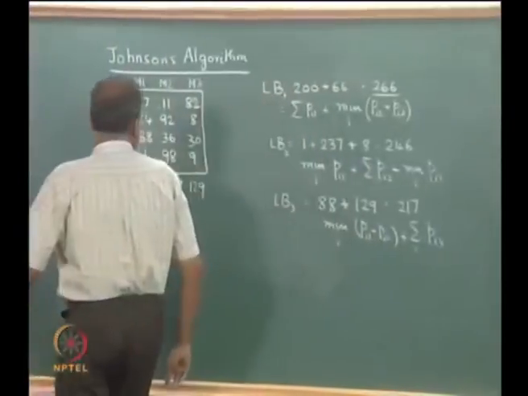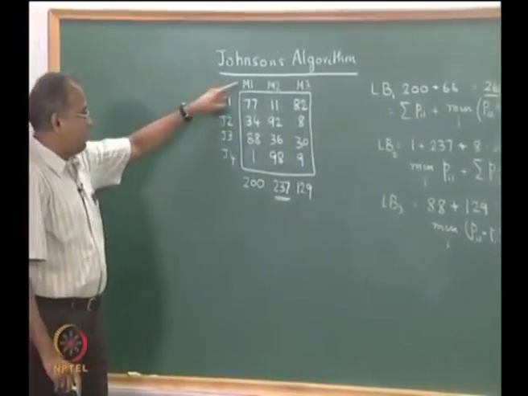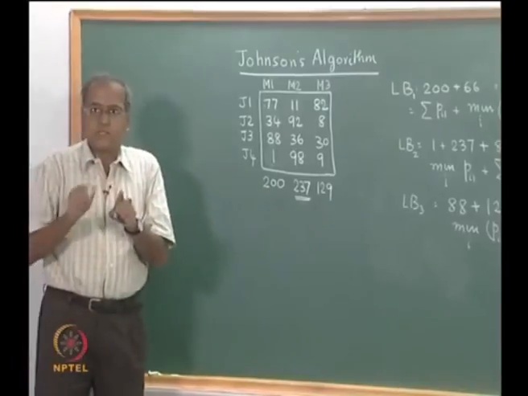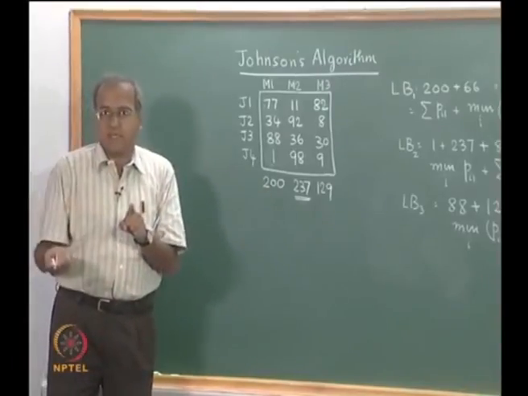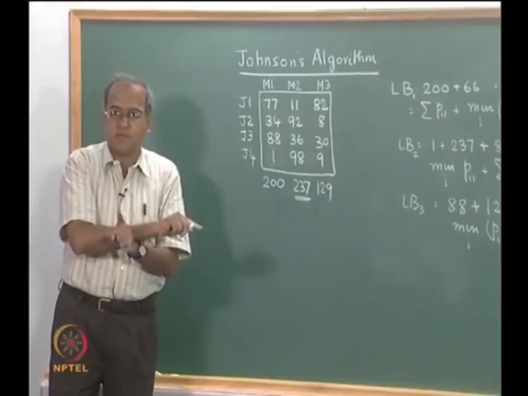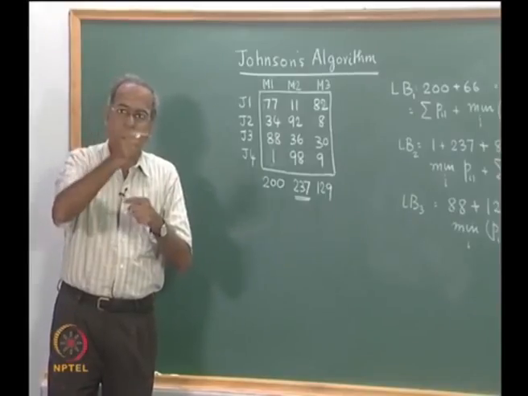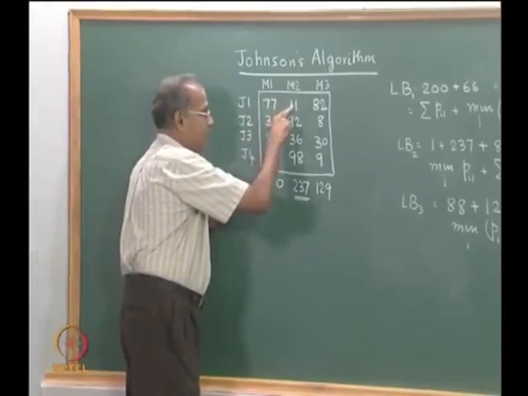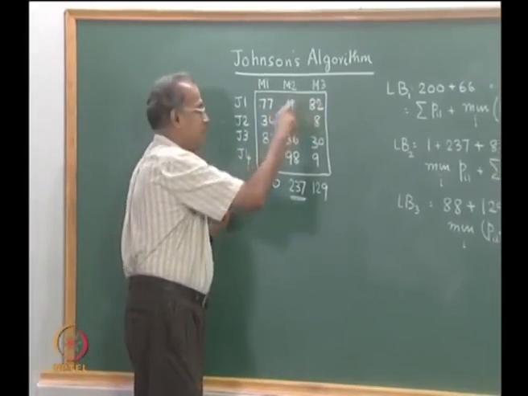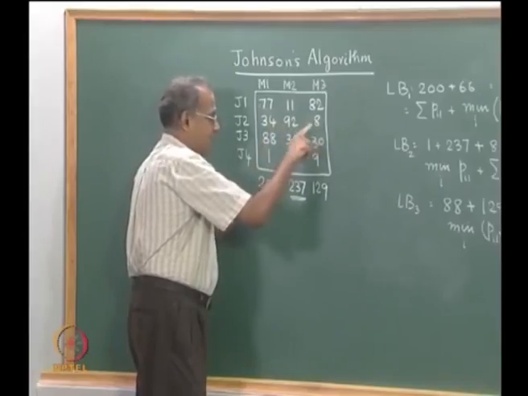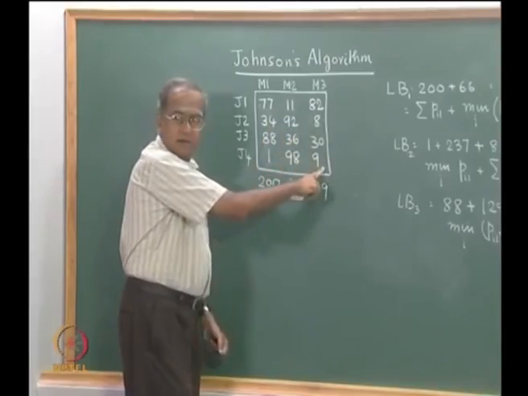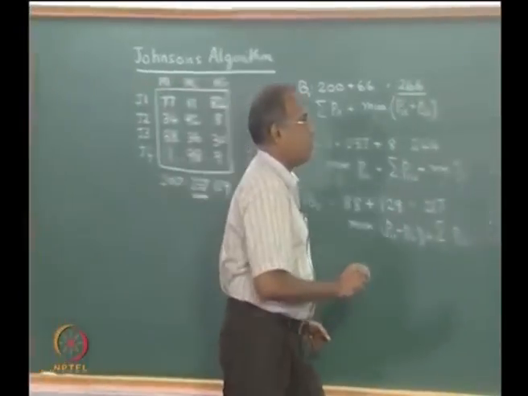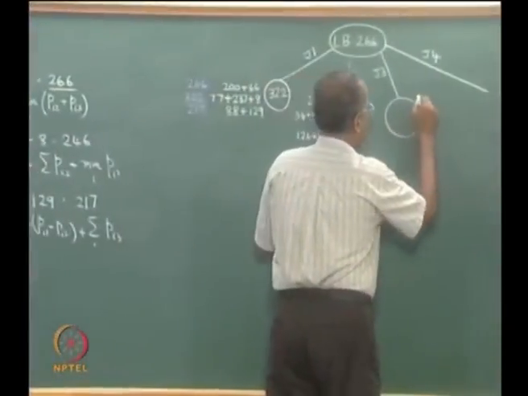Now, when J3 is fixed as the first job, M1 by itself will require 200. The last of the jobs cannot be J3 because J3 is fixed as the first job. So, the last can only be J1, J2 or J4. So, sum of 11 plus 82, 93, 92 plus 8, 100, 98 plus 9, 107. So, minimum is 93 here. So, we will get 200 plus 93.